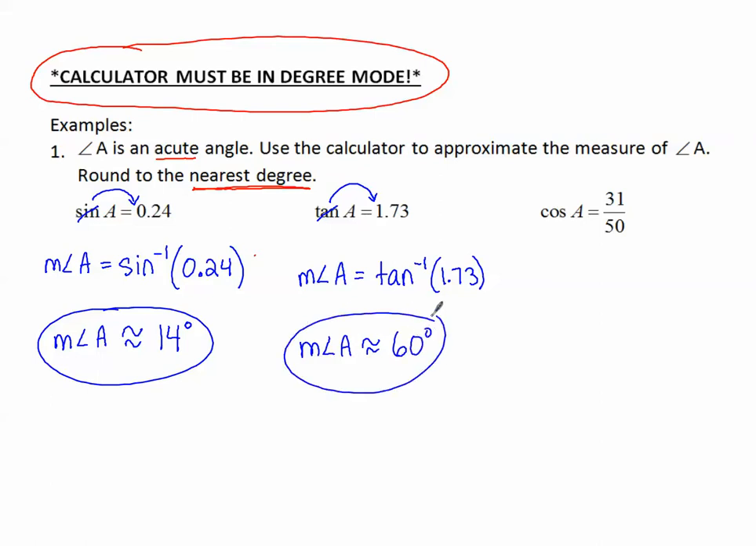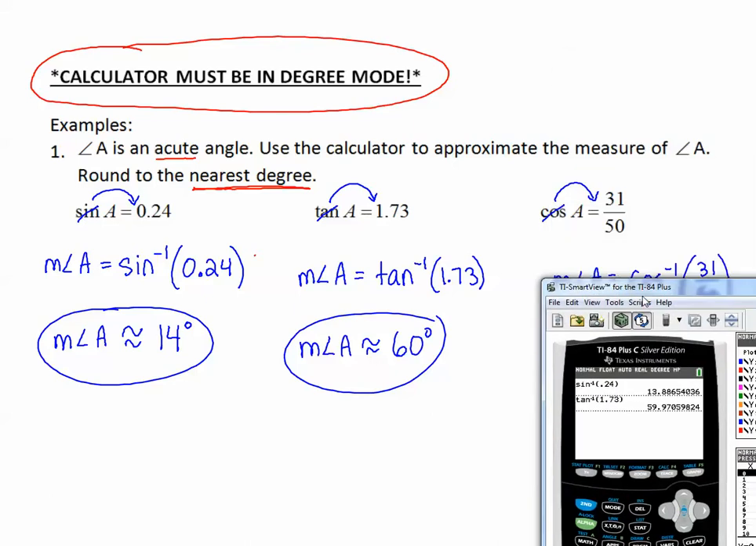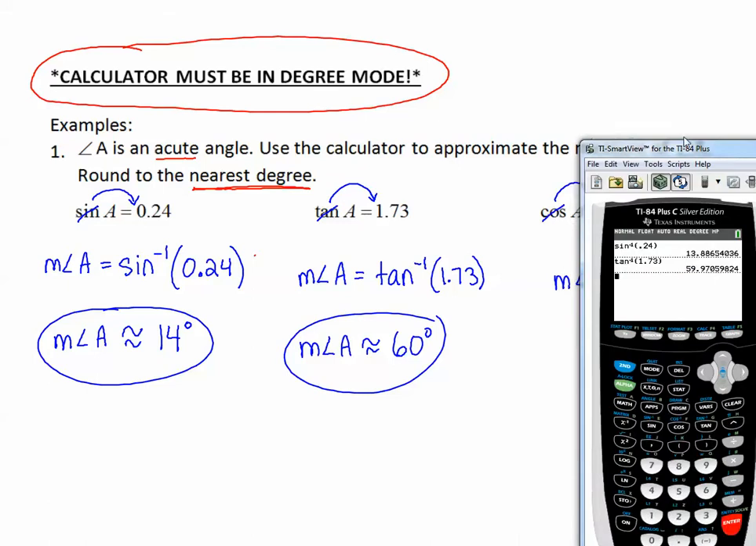Last one. You want to try writing it on your own and come back and see how you did? Measure of angle A equals inverse cosine of 31/50. To our calculator. Let's move this down so we can see it. I can't see my calculator.